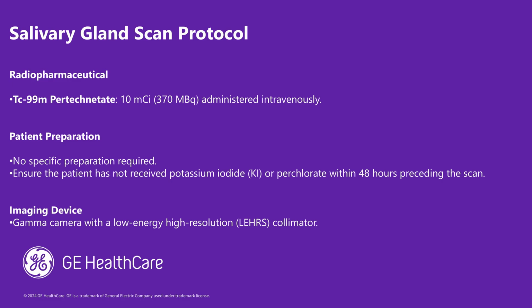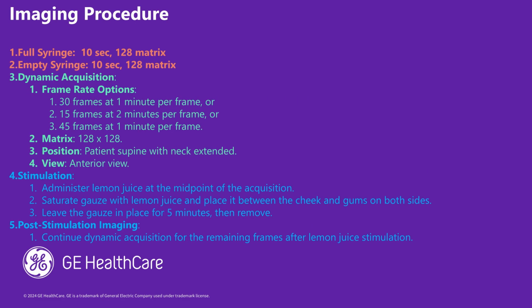Salivary gland scan protocol: radiopharmaceutical, technetium-99m pertechnetate is administered intravenously. There is no specific patient preparation requirement. The only thing we have to ensure is that the patient has not taken any potassium iodide or perchlorate within the 48 hours preceding the scan. The imaging device will be a low resolution or high resolution gamma camera. The imaging procedure includes 5 steps.